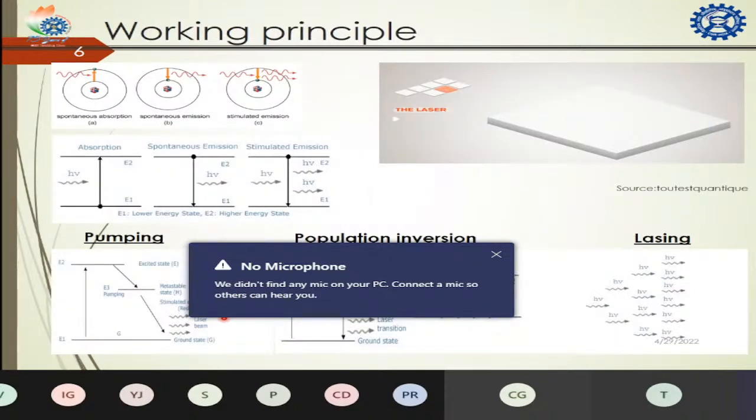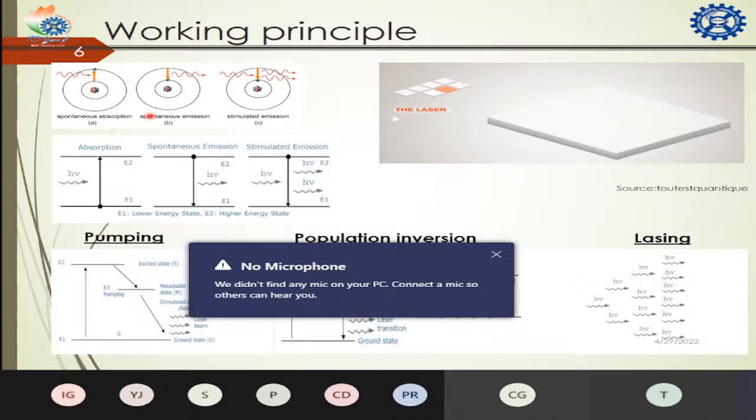Moving on to how this laser actually works, the principles of working of a laser. In lasers, the photons interact in basically three ways with the atoms: absorption of radiation, spontaneous emission, and stimulated emission. In this picture, we can see what a spontaneous emission actually is.